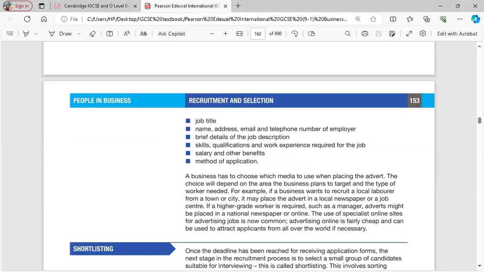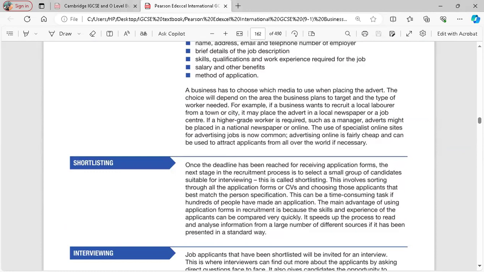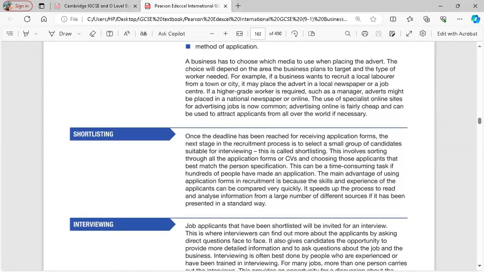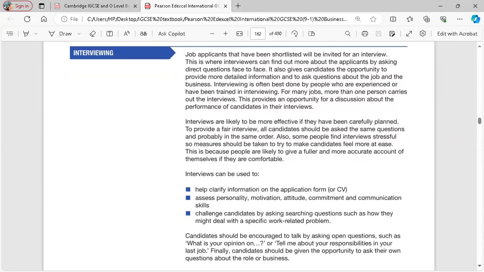So a business has to choose which media to use when placing the advert. So you have to choose the right media for the advert. Then we go to shortlisting. What will happen with shortlisting? Once the deadline has been reached for receiving application forms, the next stage in the recruitment process is to select a small group of candidates suitable for interviewing. So shortlisting means out of 1,000 or 100 applicants, we are selecting 20 out of them. So these 20 people will be called for interview, which will be the next stage.